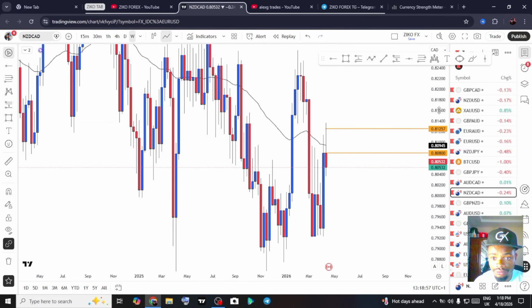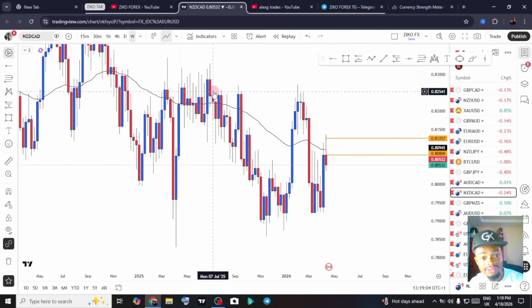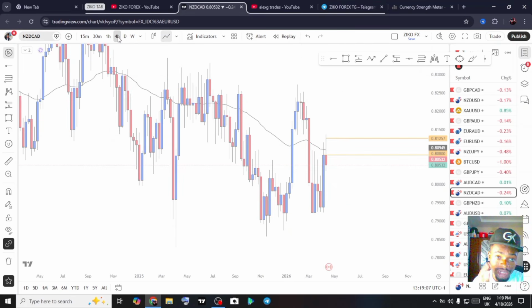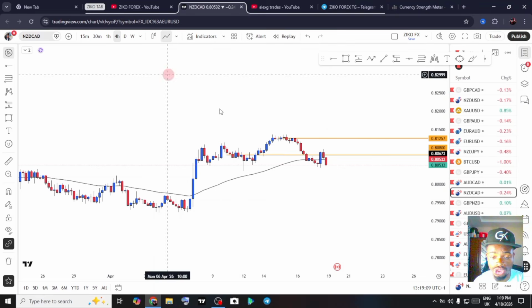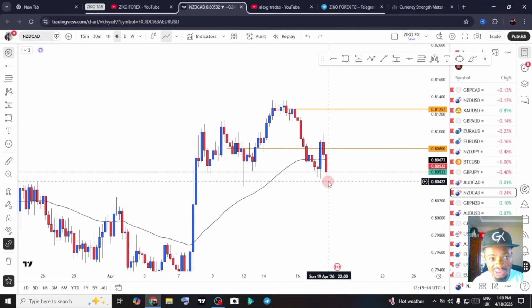Weekly time frame is, well, also very tight. I don't really like tight markets. If it's bearish, it should be clearly bearish. If it's bullish, it should be clearly bullish, right? But I believe this market should.